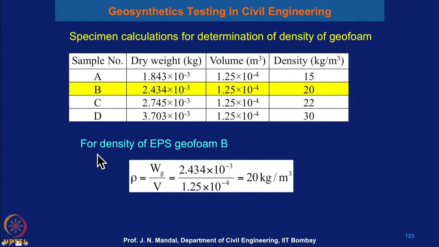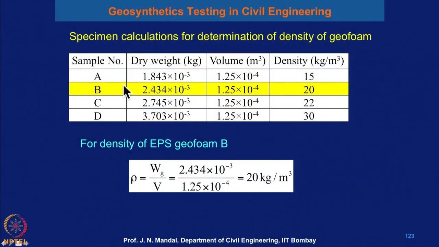And you can see here, for the density of geofoam B, rho is equal to Wg by V, and the weight is 2.434 into 10 to the power minus 3, divided by the volume 1.25 into 10 to the power minus 4. So, this will give you 20 kg per meter cube. Similarly, you can also determine the density of the defined samples like A, C and D, and also of the different samples.